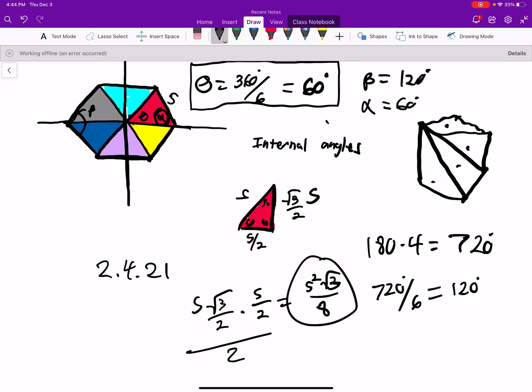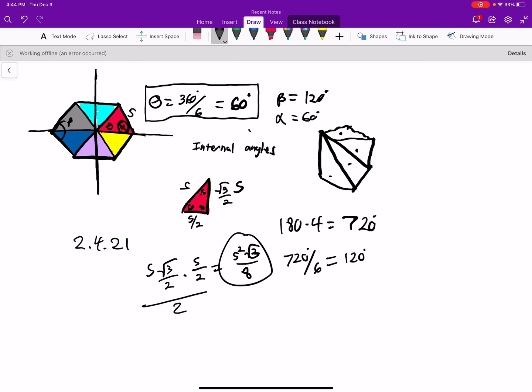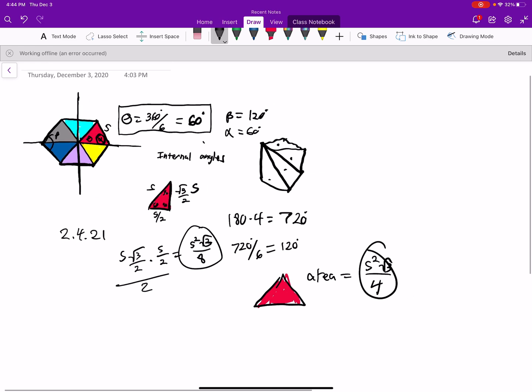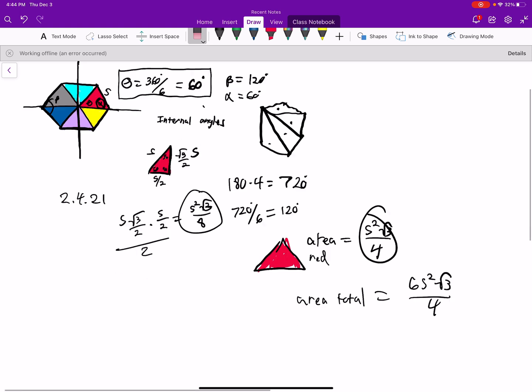So then when we double that for the whole red triangle, the whole red triangle is going to be area equals s squared root 3 over 4. And we know that we have 6 of them, so all we have to do is multiply that by 6. So now area total is going to be 6 s squared root 3 over 4, which simplifies down to 3 s squared root 3 all over 2.